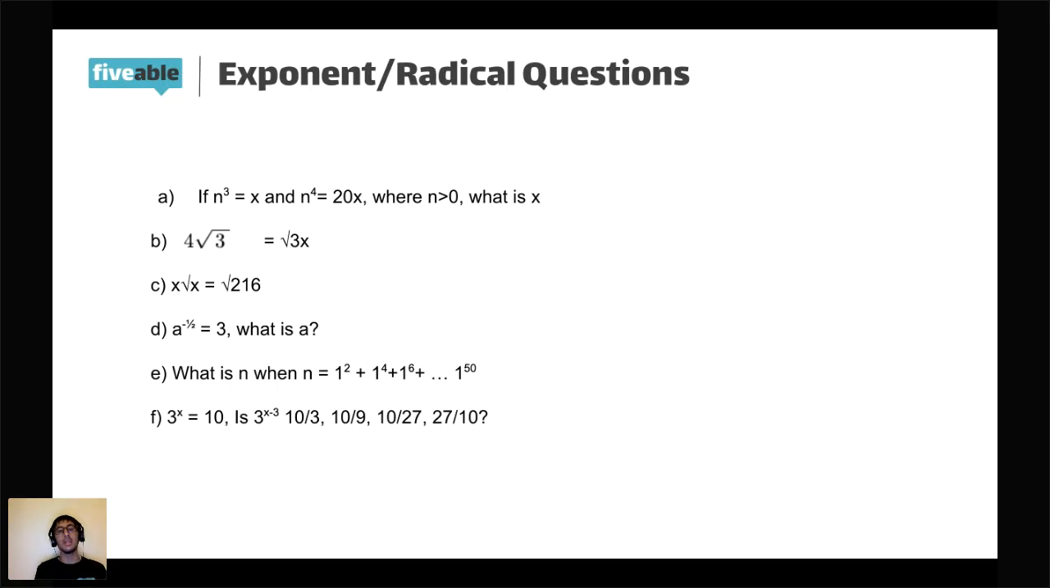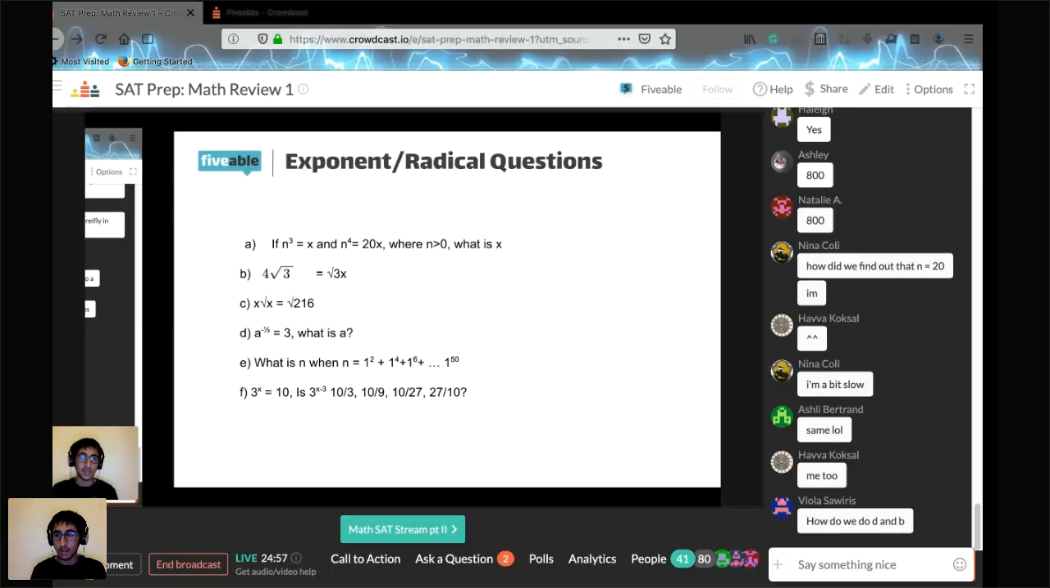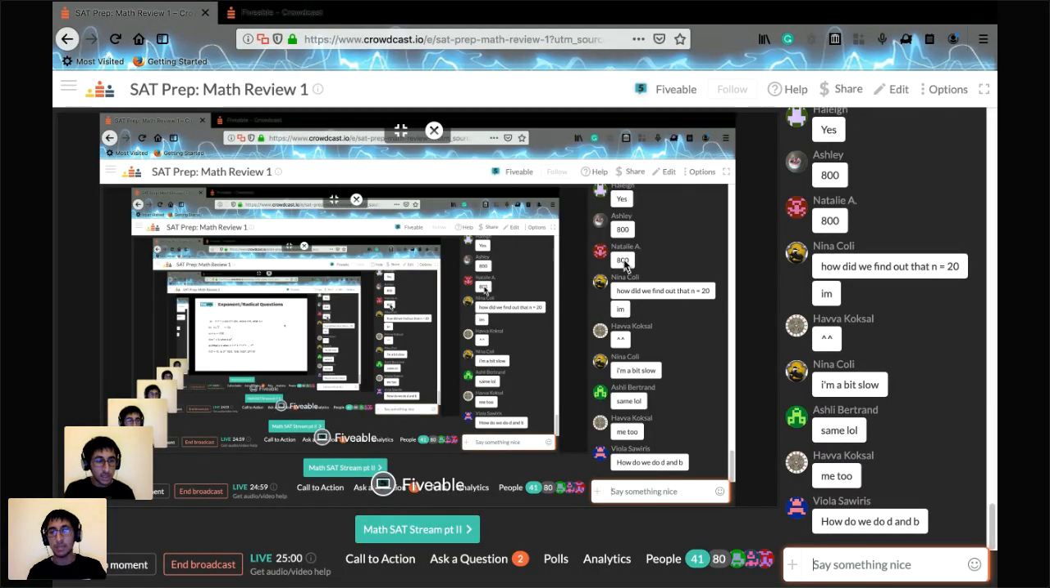Okay, I misworded that. If you see a question that seems really easy, look at it a bit more, because you might be solving for n while you're actually solving for x here, and that's a mistake people make all the time. How do we do D and B?